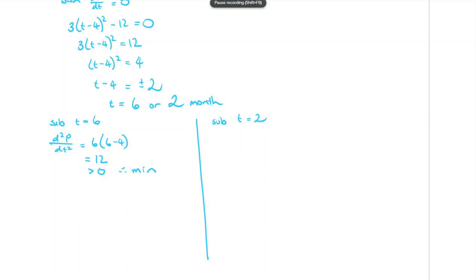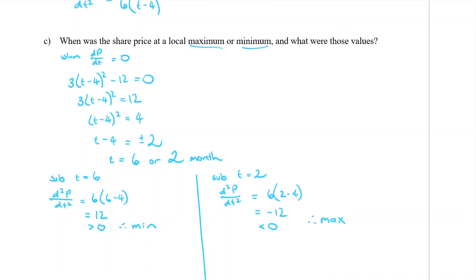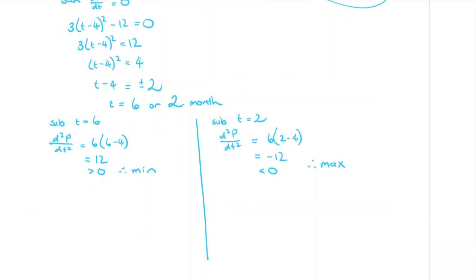Let's do the same thing for t equals 2. So we get d squared p over dt squared equals 6 bracket 2 minus 4 close bracket. That will equal negative 12. Because that's less than 0, it means it's concave down, or in other words, a maximum. Now we still haven't quite finished, because the question says, and what are those values? We want the value of the shares at those points, which means we need to find P.